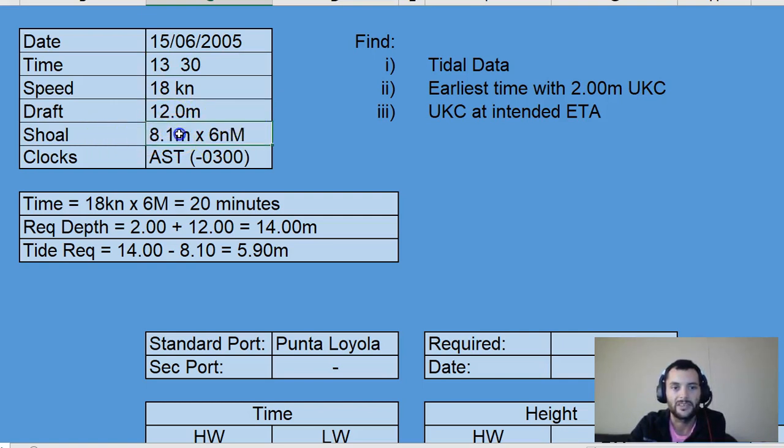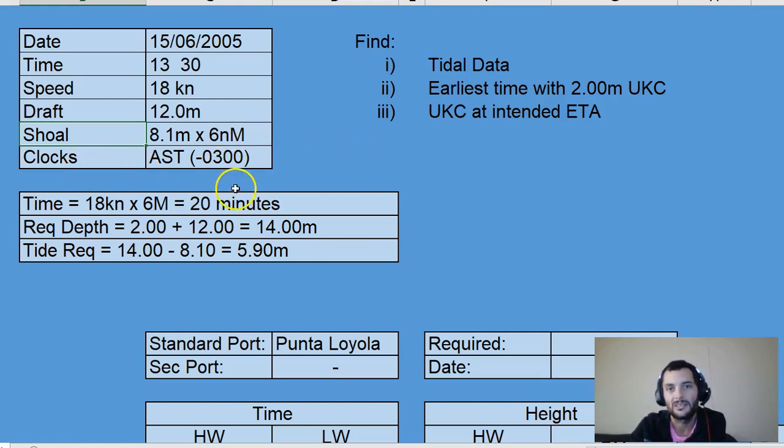And then the shoal, so this is the area that we actually need to pass. This could either be a shoal or it could be a bar at the entrance of a port, or whatever the case may be. So it's some submerged item at a depth of 8.1 meters. Now this is a charted depth, so the depth on the chart is 8.1 meters. So the shoal is 8.1 meters deep, and it is also 6 nautical miles from the port where we currently are. So from our berth, it's another 6 miles.